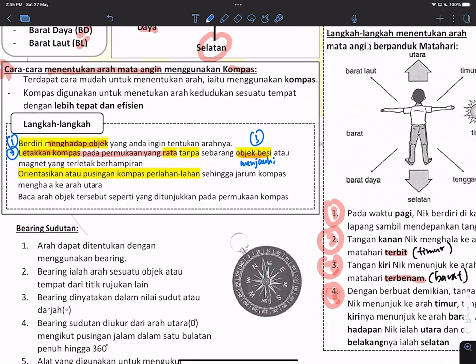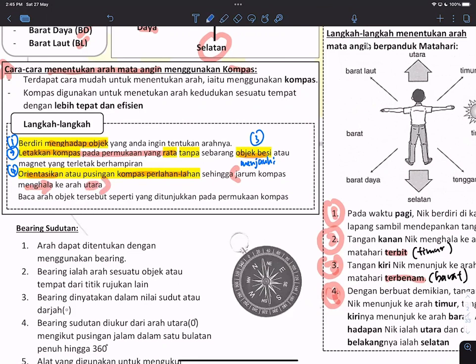And then the fourth one, we try to slowly rotate. So in bahasa, orientasikan, slowly turning. So that's why orientasi or pusingan, same thing. Yeah, so prefer to use orientasikan because this is what the exam is going to use very often. So orientasikan the compass perlahan-perlahan until the jarum is pointing towards the north. So this is the major 4 steps.